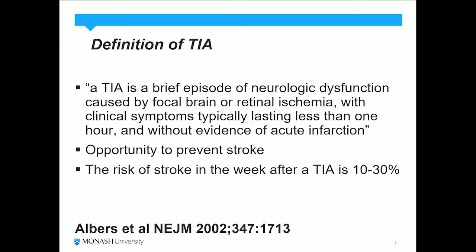However, if a patient has had an episode of a TIA, it provides an opportunity to do investigations to find out if there is any risk to the patient. About 10 to 30% of patients who had a TIA have the risk of a full stroke within a week.